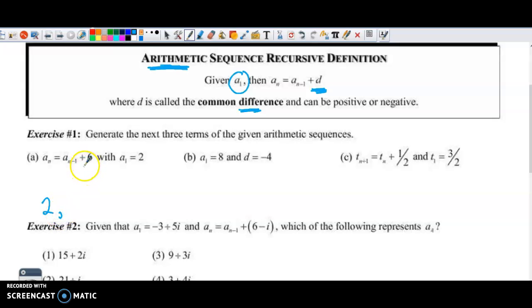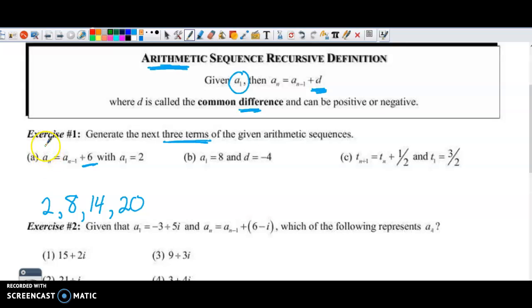So then if our common difference is adding 6, well, if we add 6 to 2, the second term would be 8. If we add 6 to 8, we'll get 14, and adding 6 to 14 will give me 20. And yeah, we can stop right there because we're given the next three terms.